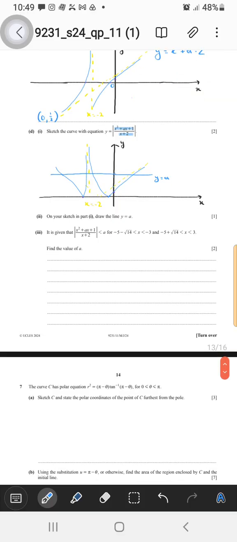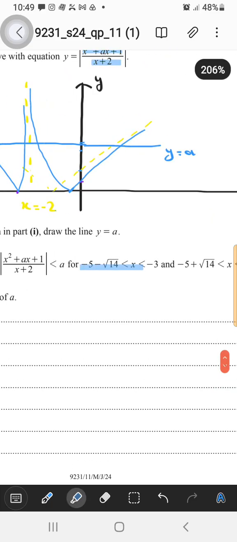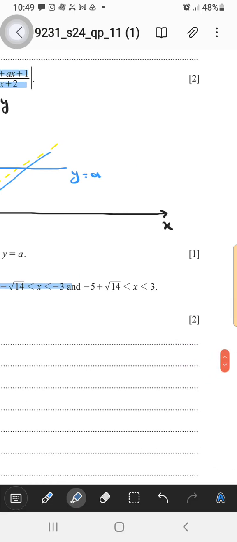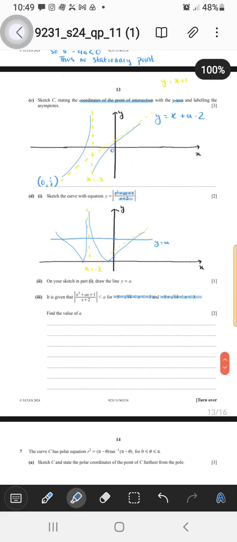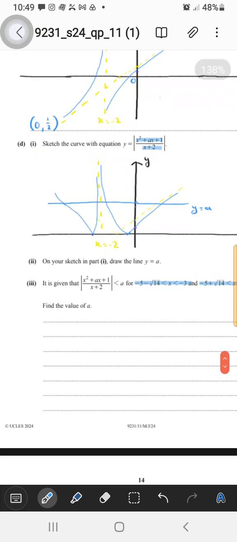Now here is the last part of this question. It is given that modulus of (x square plus ax plus 1) divided by (x plus 2) is less than a for the given range of x. Find the value of a. We have to find out the value of a.